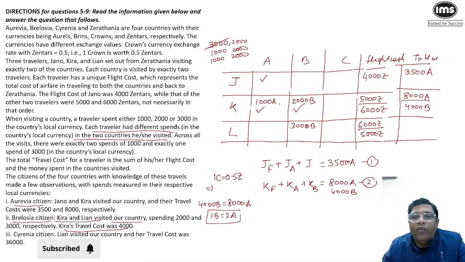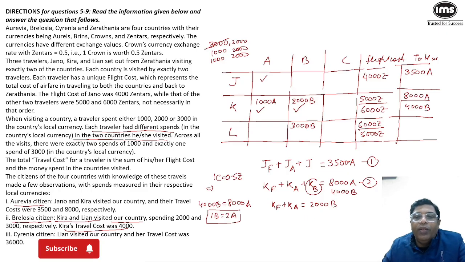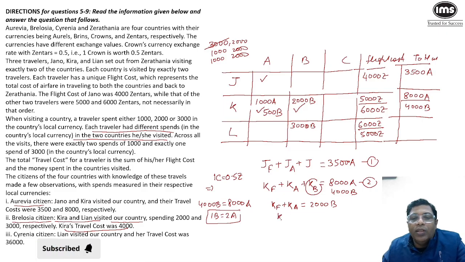Now this is going to help me figure out, now we know that the value of KB is already 2000. So you can say KF plus KA is equal to 2000 B. Yes. And now we know that KA is 1000 A. So this can be equal to 500 B, as we know the exchange rate for 1B is equal to 2A. So you can say KA is also 500 B. So flight cost of K has to be 2000 B minus 500 B, which is equal to 1500 B.